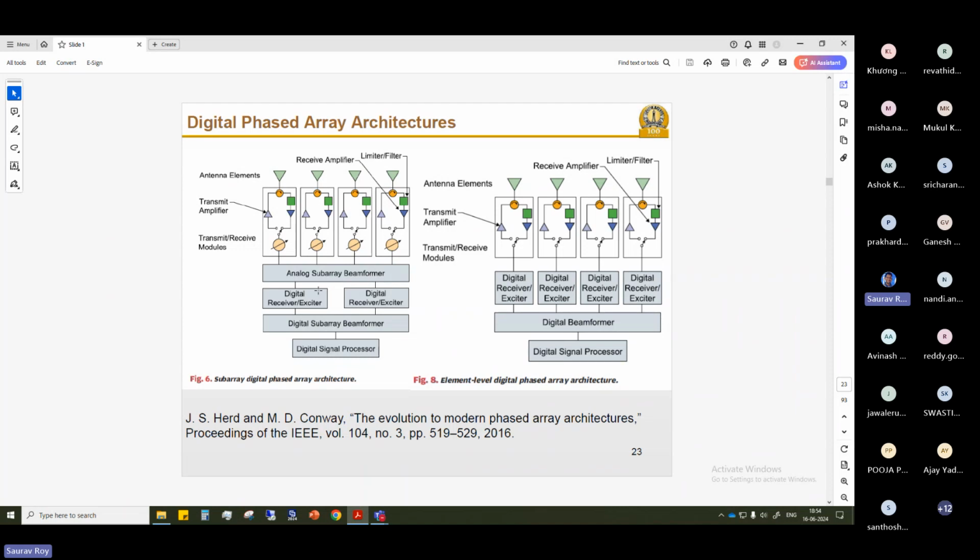So now the question will come, how do you control it digitally? Anybody? First I will ask you guys. How can you generate a digital phase shifter? What do you think?